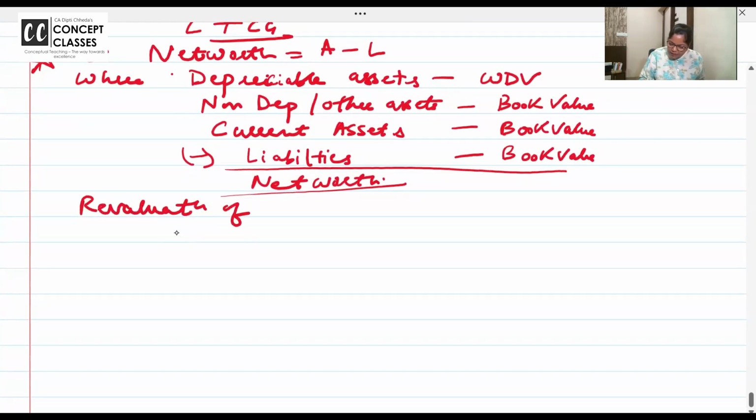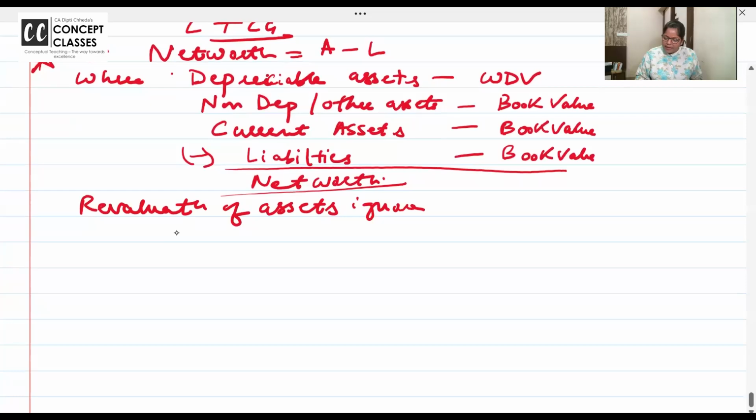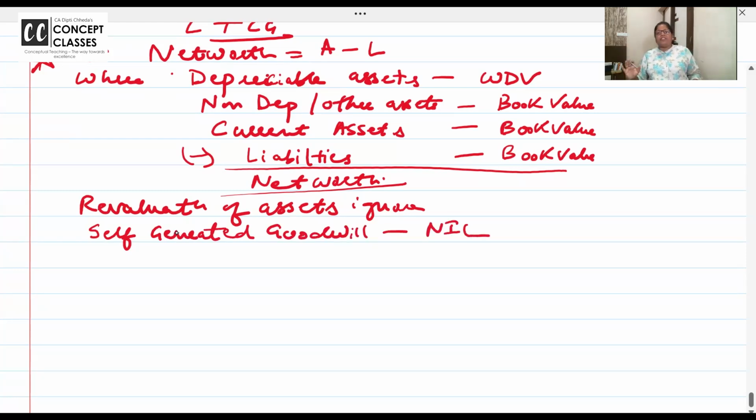Revaluation of assets, you have to ignore. If they have done it, you have to ignore it. I hope you remember self-generated goodwill. It is not even depreciated, and if they have put some value for self-generated goodwill in the balance sheet, it's wrong. It's always nil. Take care of these points, you will get the answer.